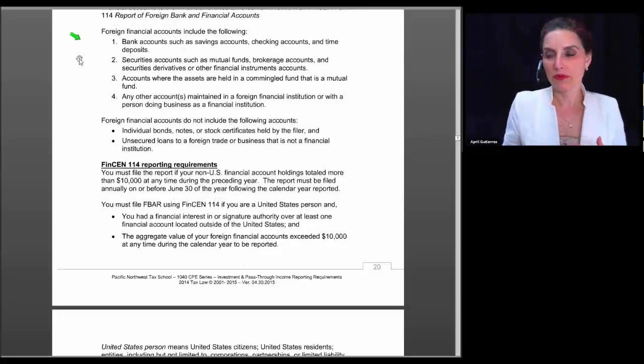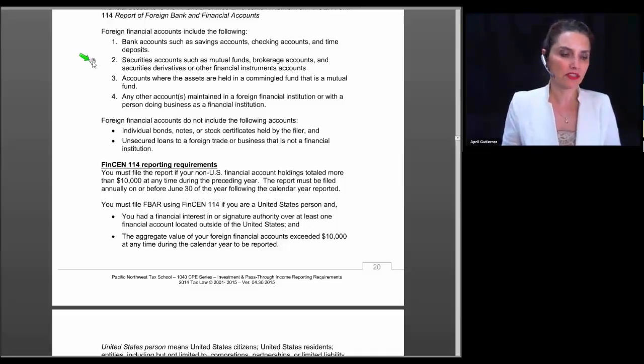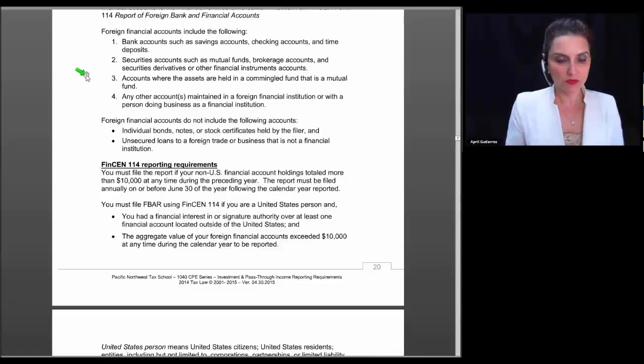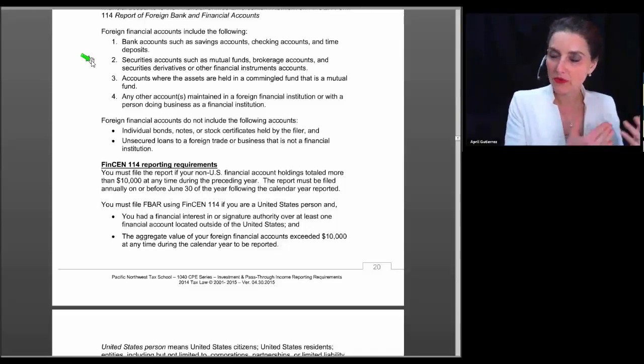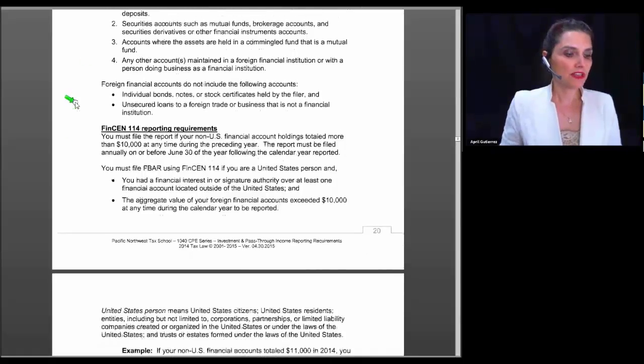Foreign financial accounts that are reportable on FBAR or on Form 114 include bank accounts such as savings accounts, checking accounts, and time deposits. They also include securities accounts such as mutual funds, brokerage accounts, and securities derivatives or other financial instruments accounts. They also include accounts where assets are commingled, such as in a mutual fund. And finally, any other accounts maintained in a foreign financial institution or with a person doing business as a foreign financial institution. Typically, the types of things that fall into this category that you might not readily think of are foreign pensions. If you have a foreign retirement account or a foreign pension account, that account typically also needs to be reported to FBAR. And then foreign financial accounts, though, do not include the following types of accounts: individual bonds, notes, or stock certificates that are held by a filer, and unsecured loans to a foreign trade or business that is not a financial institution.